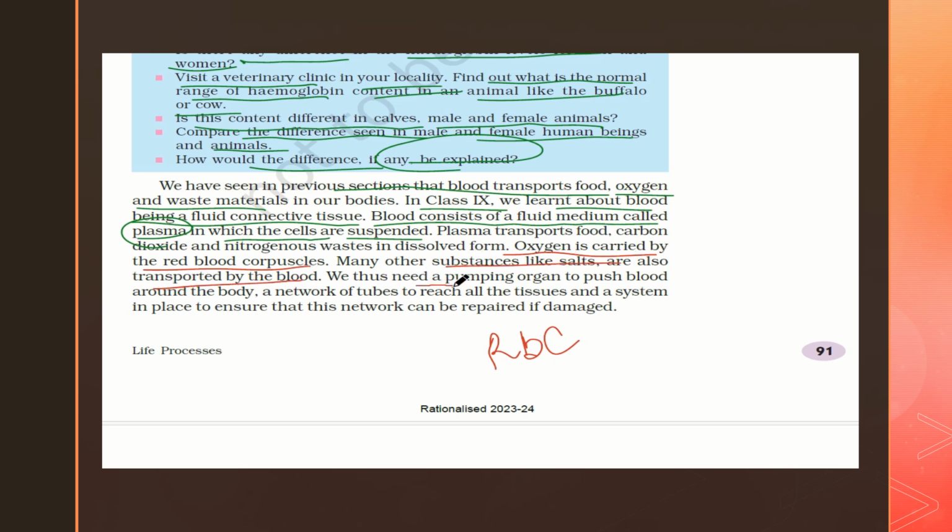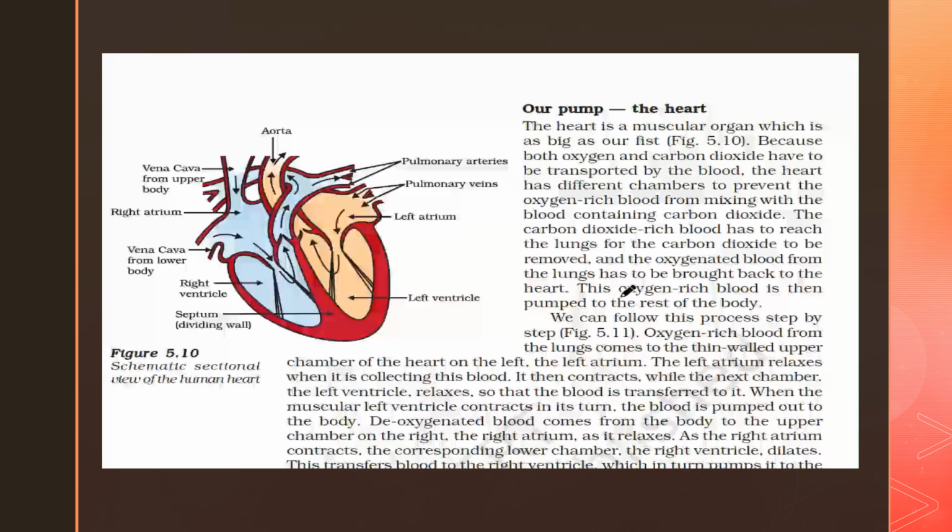Now we need a pumping organ to pump the blood throughout the body. How can it be transported throughout the body? A network of tubes takes the blood to different parts of the body, reaching different tissues and organ systems, and this network can be repaired if damaged. So what is our pump? The pumping station where the blood is pumped to different parts of the body is the heart. Heart is the pumping station of the blood.